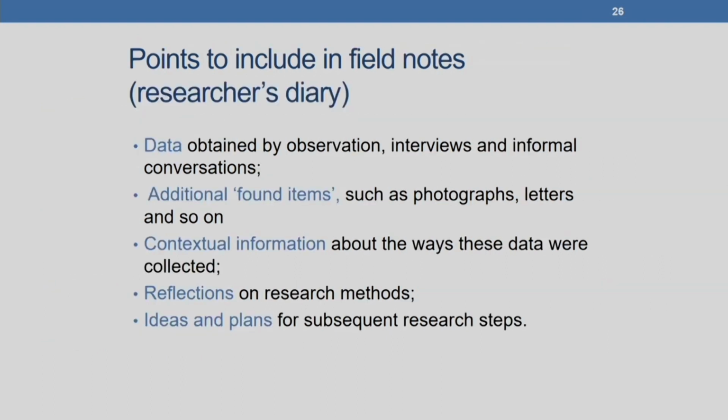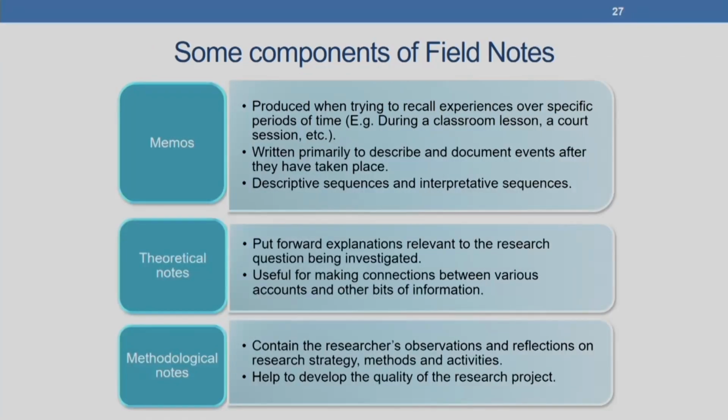What are the points to include in field notes or the researcher's diary? These are some of the points. One is data obtained by observation, interviews and informal conversations. We can also include additional found items such as photographs, letters and so on, contextual information about the ways these data were collected, reflections on research methods, and ideas and plans for subsequent research. Including both data and pieces of reflection, interpretation and analysis can also be done in the researcher's diary. These are some of the components of field notes: memos, theoretical notes and methodological notes.